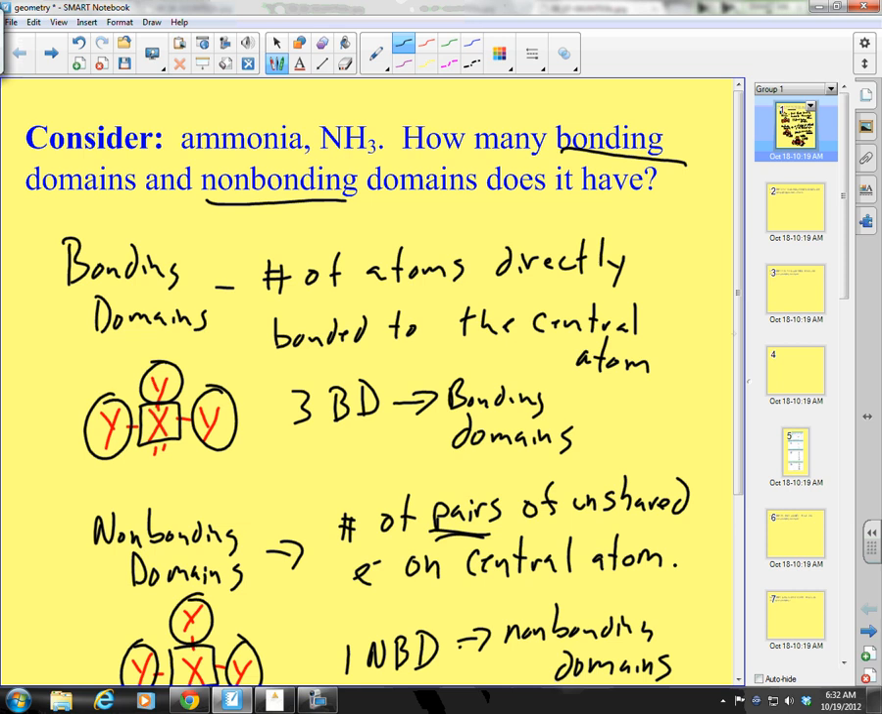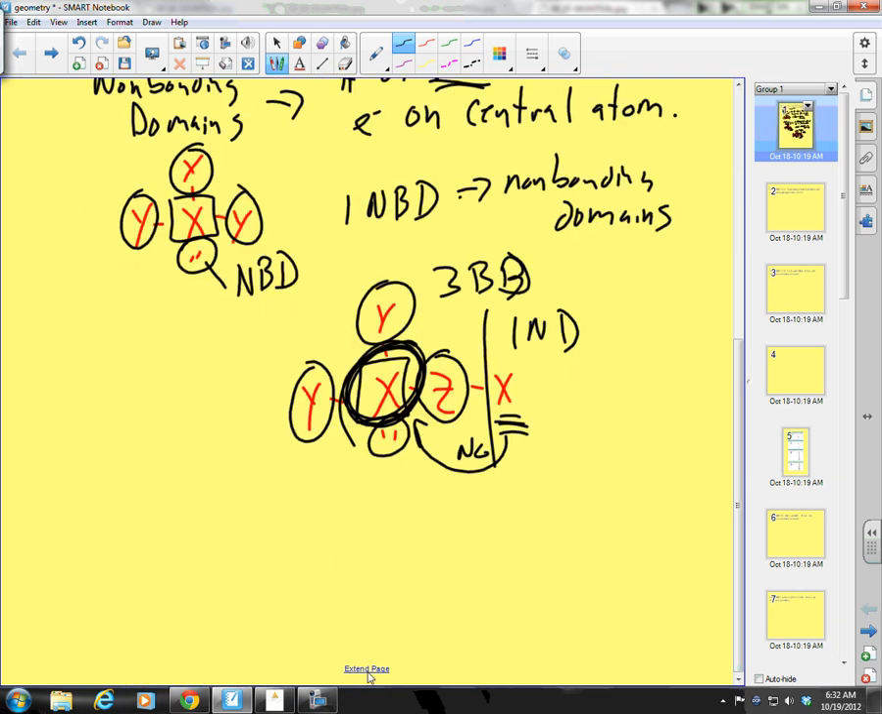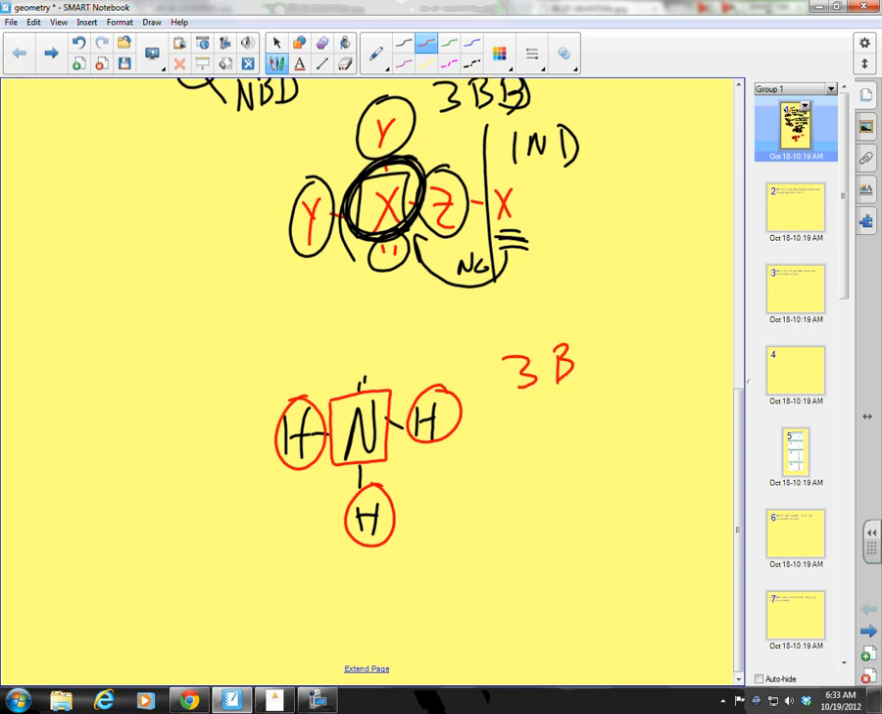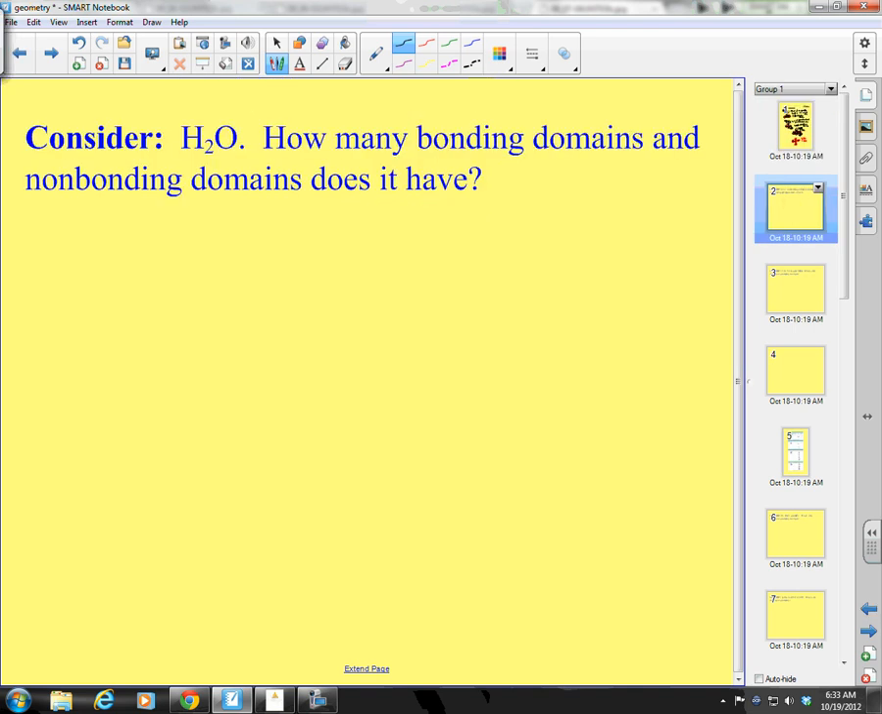Ammonia. First thing we want to do is draw our Lewis structure for ammonia, and it would look something like this, right? Let's take a look at my central atom. How many atoms are directly bonded on it? 3. So I have 3 bonding domains. And how many unshared pairs are on it? 1. Then 1 non-bonding domain. Piece of cake. Jawohl, here we go. You try this one, pause me, bring me back when you're ready.